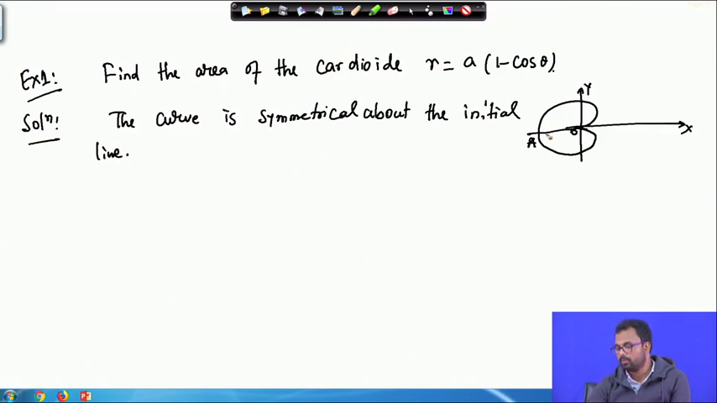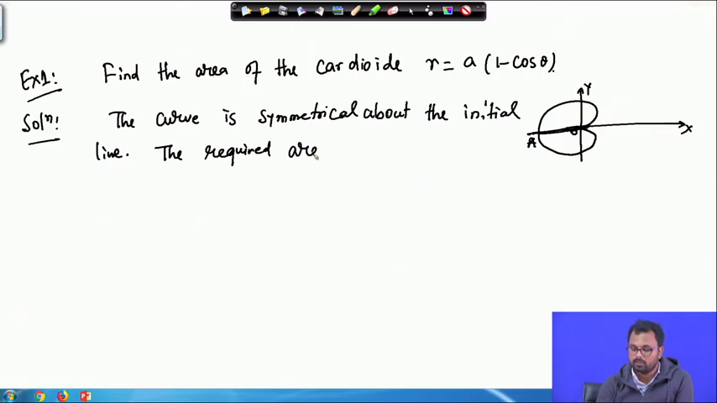If theta is 0, then cos 0 is 1, and this will be 1 minus 1, which is 0. So r is also 0. That means this is our initial line where theta is 0, and the curve is actually symmetrical. So the required area will then be just theta from 0 to pi, because it is symmetrical along this initial line. So we just multiply it by 2, and that will give us the area of this entire cardioid.